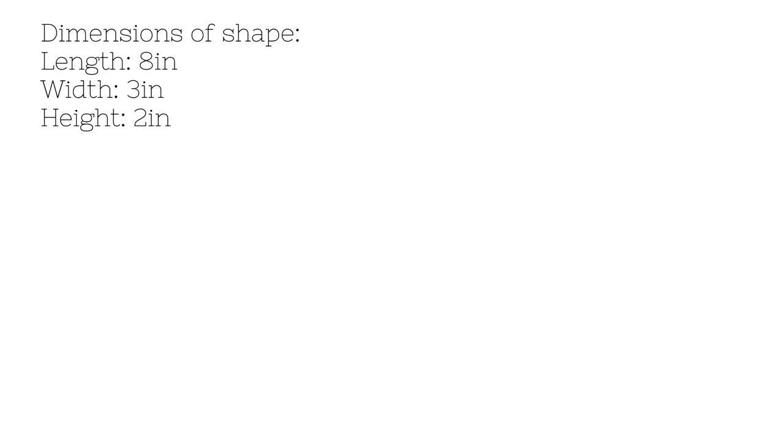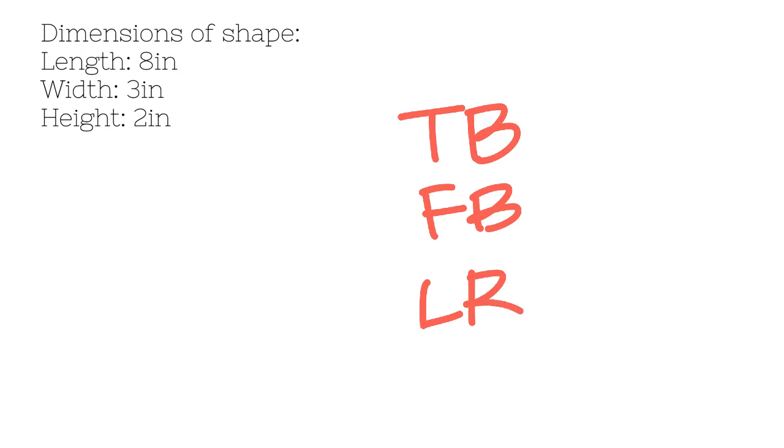So the dimensions of your shape, regardless of what you chose, is the length of your object is 8 inches, the width is 3 inches, and the height is 2 inches. So as we had talked about last week and the week a little bit before that, we focus on 3 different groups. We look at the top and the bottom of an object, we look at the front and the back of an object, and we look at the left and the right of an object.